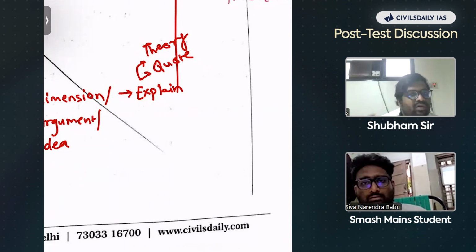Previously also I used to put lots of quotes. And if you have any theory, you can use that theory. And then after the explanation, you provide the substantiation using an example.